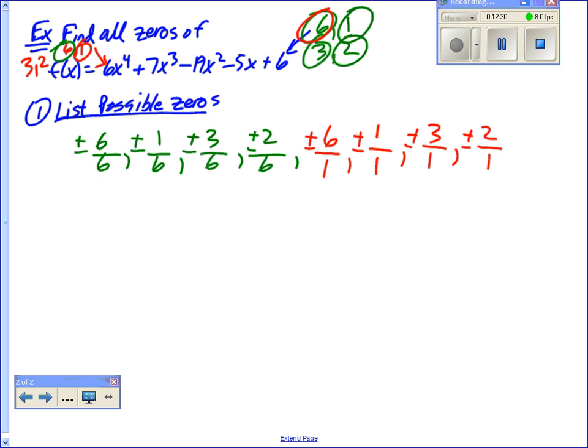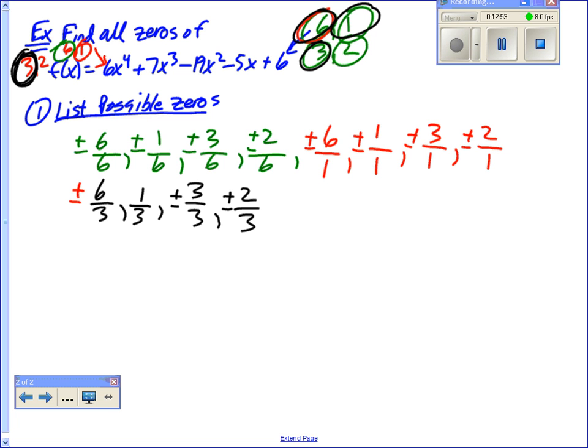I keep going. Plus minus, let's use the 3. The 3 right there. So I go 6 over that 3, 6 over 3. Now I go to my next one, 1, and I'm using the 3 again on the left hand there. Plus minus the 3 over 3, plus minus 2 over 3. Again, it's factors of this one over factors of that one, right? It's just they both happen to be 6s here.